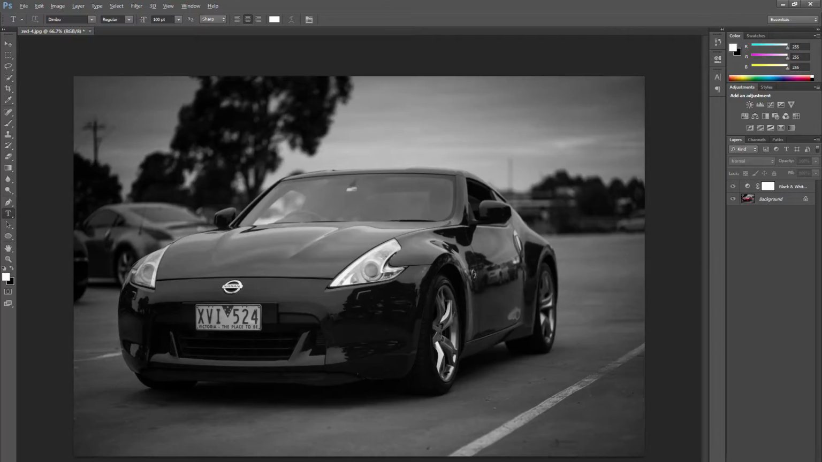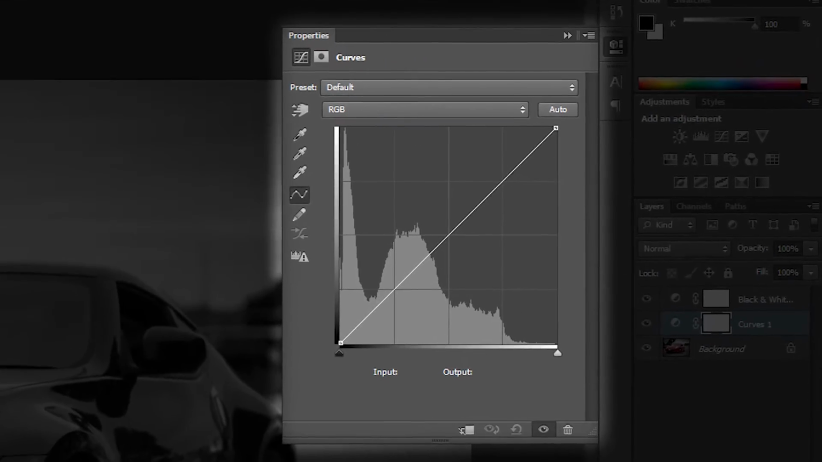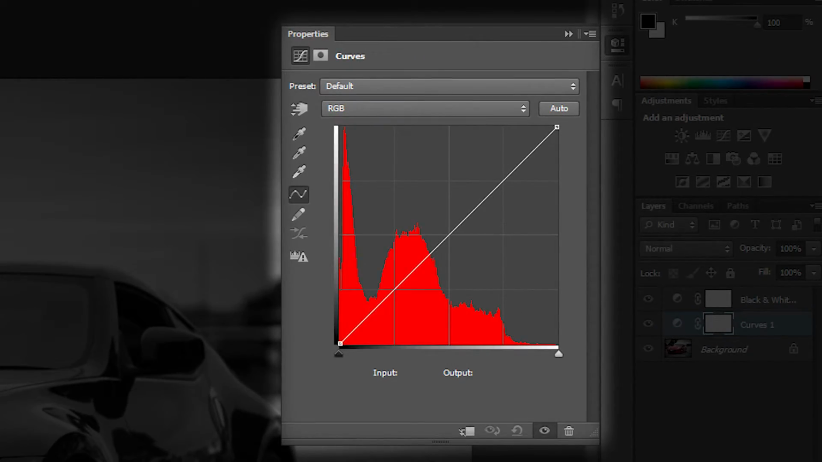Let's now take a look at the curves window and see how that relates. The first thing a photographer should notice here is the histogram. It's the same as is displayed on most decent cameras these days. It helps you see how much of the image is at each level of exposure.